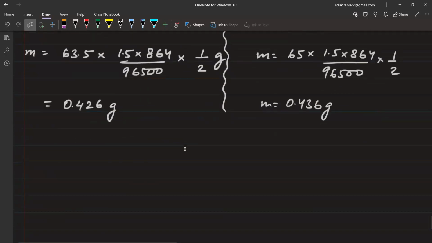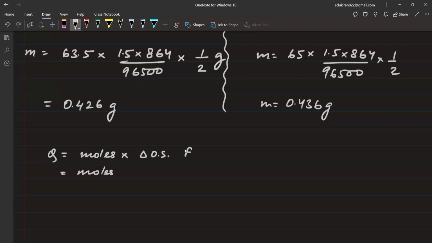ठीक है, तो हमने जैसे कि कहा था आपके पास there are only 2 formulas. एक फॉर्मूला क्या है आपके पास? नंबर ऑफ मोल्स, rather I should write Q is equal to the number of moles into the change in oxidation state. This will be in Faraday. और अगर आपको इसको कूलम्स में करना है तो moles into change in oxidation state into 96500. ठीक है, एक ये फॉर्मूला है आपके पास, and the other formula is Q is equal to IT.